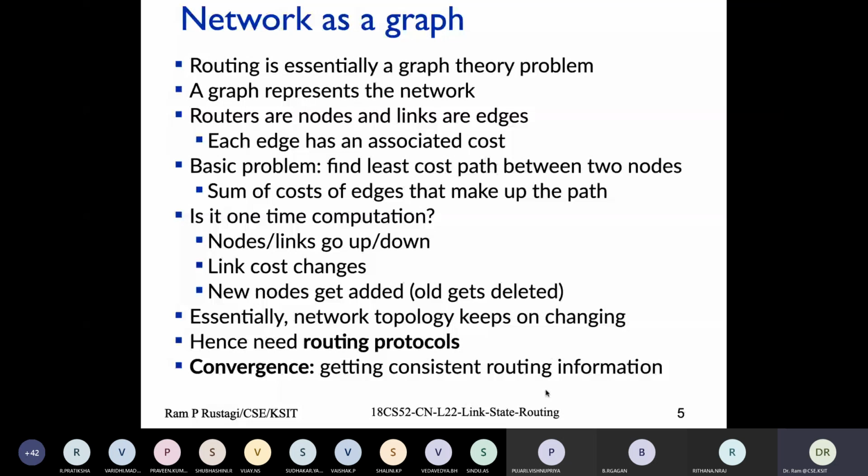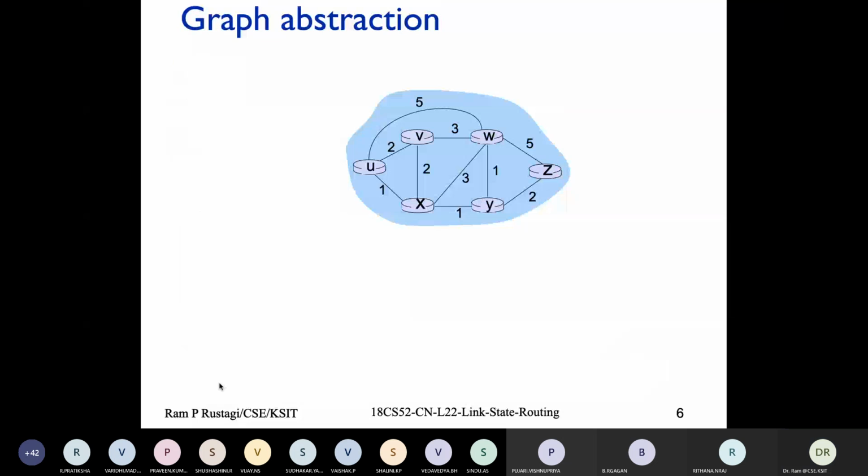So one is that we need routers to talk to each other and build a routing table. Second is how fast they can converge, how fast each router can update the routing table based on the connectivity, and that is called convergence time. So we'll look at a few examples of graph abstraction. We'll look at how to define the edge cost, and then we'll look at how we can use the Dijkstra algorithm to find the cost from a given source node to all other destinations.